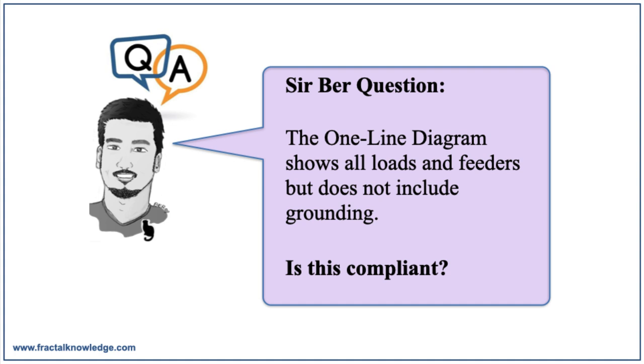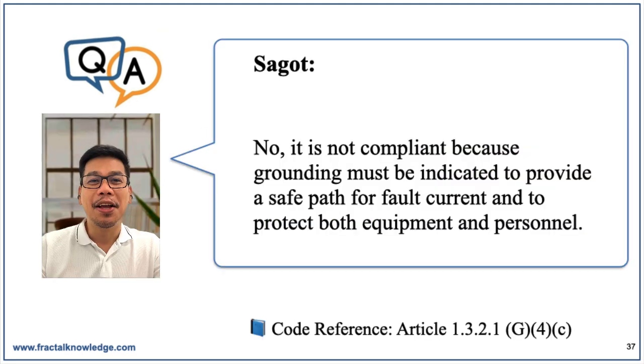Sir, question po again. The one-line diagram shows all loads and feeders but does not include grounding. Is this compliant? Okay. So based on code uli ang sagot ko, no, it is not compliant because grounding must be indicated to provide a safe path for fault current and to protect both equipment and personnel.